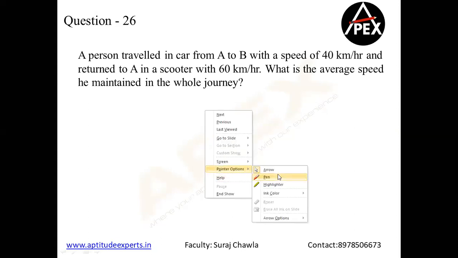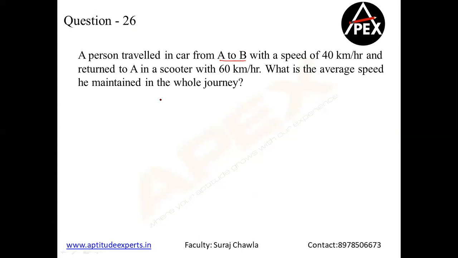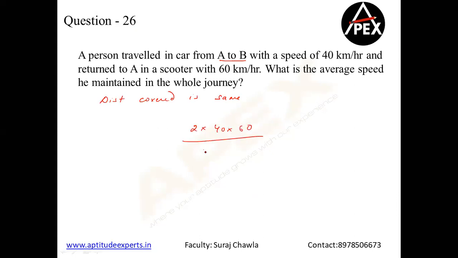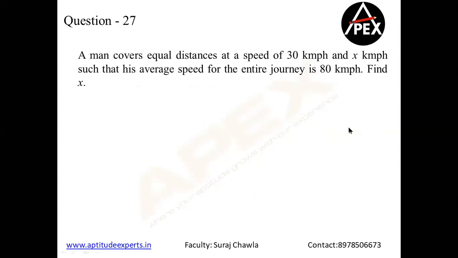Clear? So please understand, he's going from A to B and coming back to A. Therefore the distance covered is the same in both cases. Clear? So the distance covered is the same, then the answer becomes 2AB divided by A plus B. So this is going to be 4800 divided by 100 and therefore your answer is going to be 48 kilometers per hour. So all of you are correct. Yep, can you solve this please?